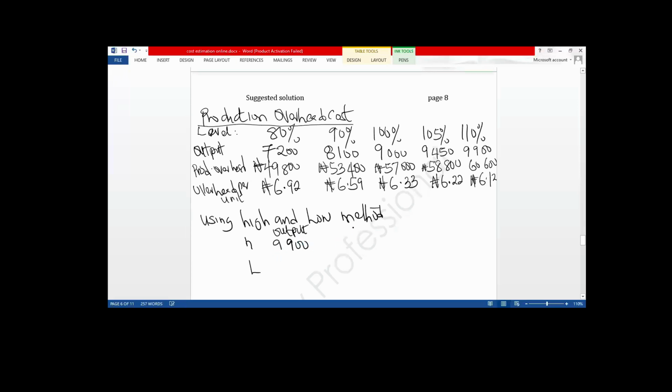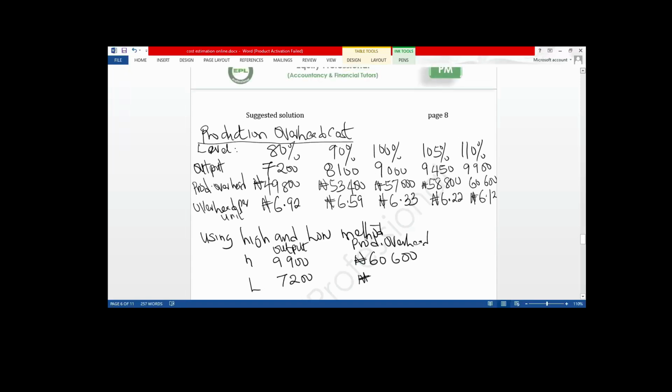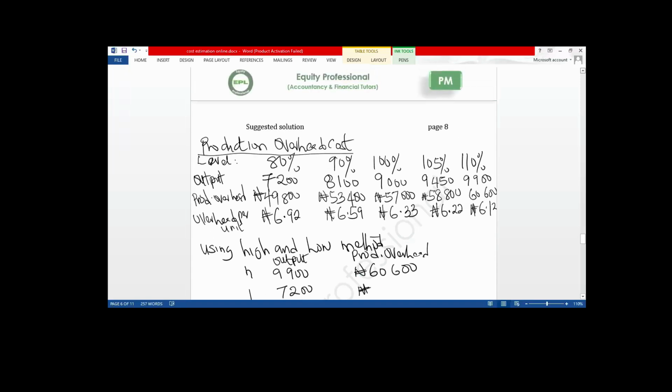9,900 units. The production overhead at the highest level is 60,600. Our low level, 7,200 units. And the overhead cost at low level, how much? 49,800. Yeah, 49,800.